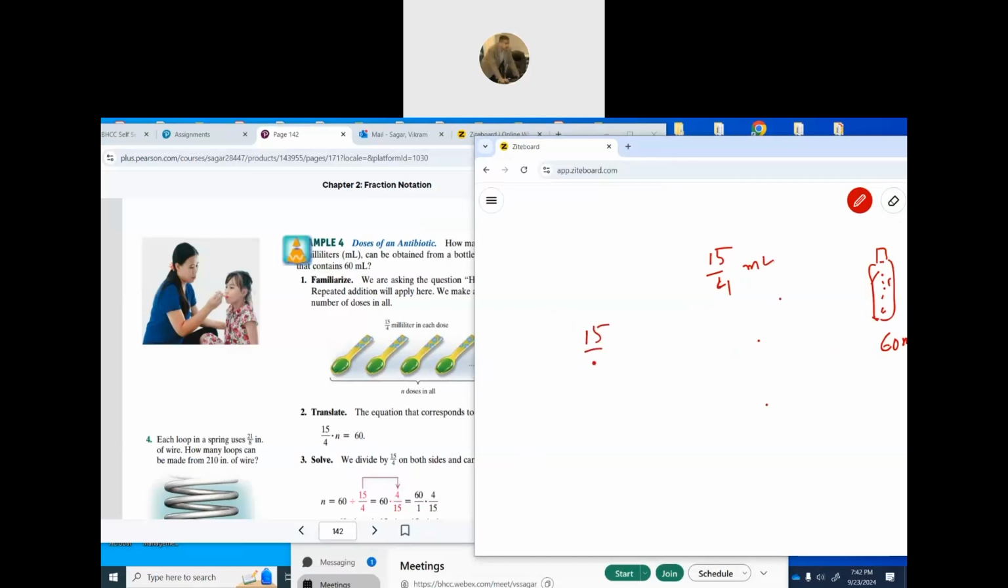So they are saying 15 over 4 here. We don't know how many doses, and that's what we are looking for. So we're going to say n number of doses, and we know the total is 60 ml. This is also ml, but this number we are looking for. So if you're doing it the way the book is doing, n is here, so 60 divided by this number now.